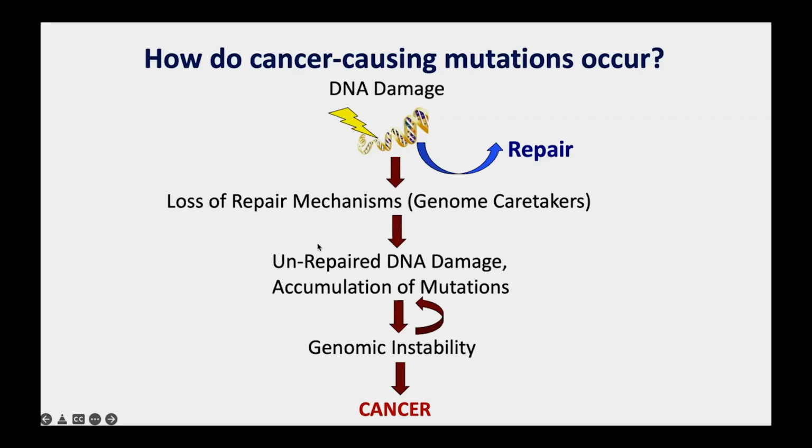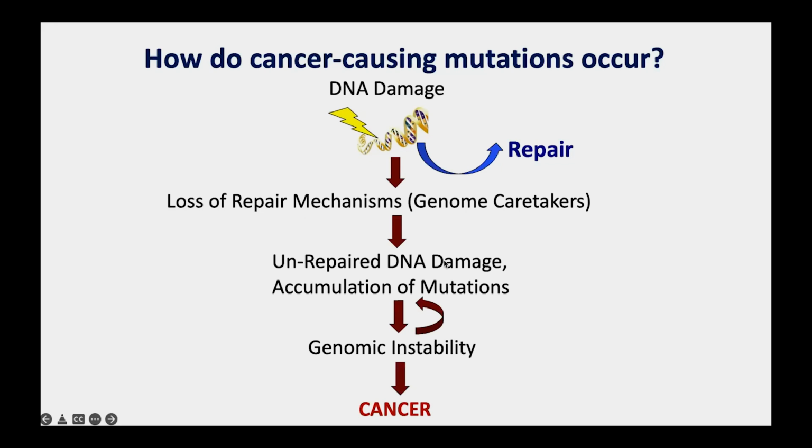So then we have unrepaired DNA damage that can accumulate. And the more damage that accumulates, the more likely it is to have mutations in critical genes. And then that leads to what is called genome instability, that you are starting to acquire more and more mutations.